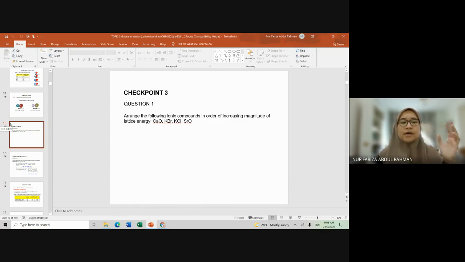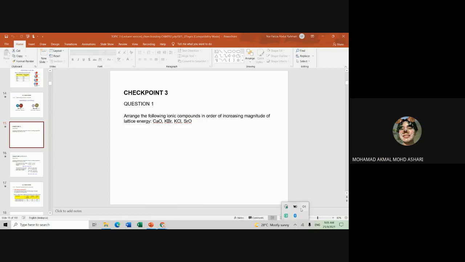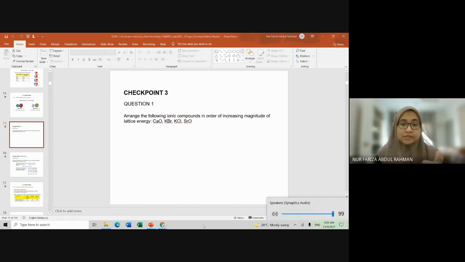In terms of lattice energy, we have two factors that can affect the lattice energy. Lattice energy is a measurement of how strong the ionic bond is. So there are two factors that can affect the lattice energy. One is ionic size. The other one would be ionic charge.